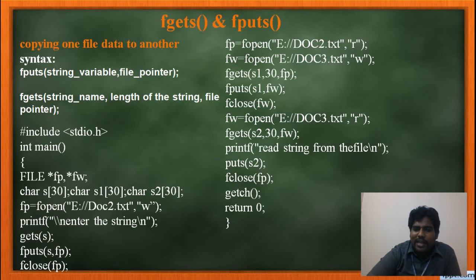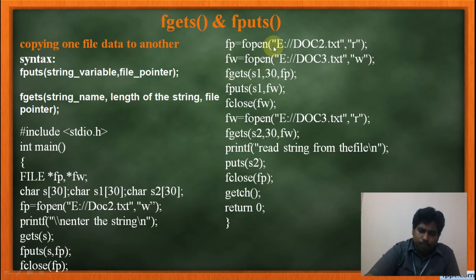Now what I want to do is write the s1 inside the second file, doc3.txt. What's the file pointer? fw. So fputs of, file puts, where I want to write, fw, in the second file, from where now the good morning is present in s1. So variable name, comma, the file pointer. Now again I am closing this file.